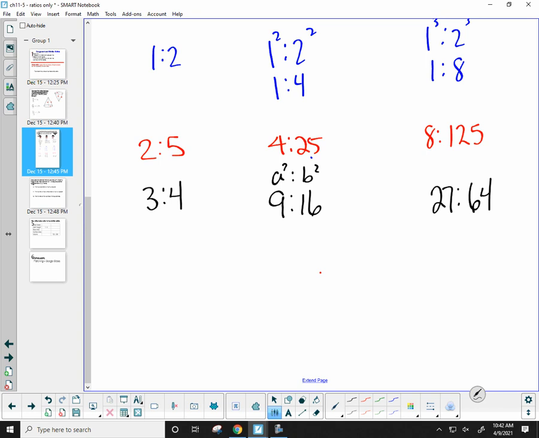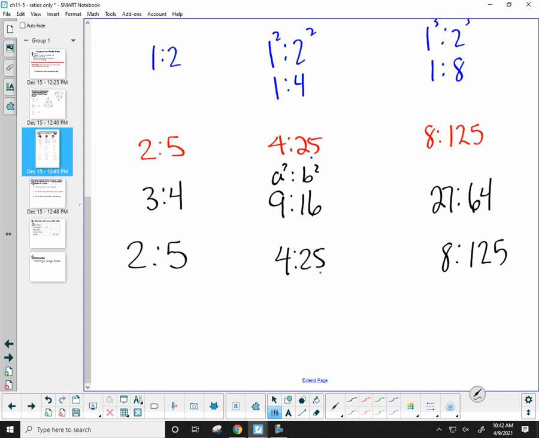What if I gave you the three-dimensional? What if I said it's in a ratio of 8 to 125? I need to go back to one-dimensional. So remember, this is A cubed and B cubed. So I have to take the cube root. So what number times itself 3 times gives us 8? 2. And then, oh, I just did it again. Sorry. I should have made it up in my head, huh?